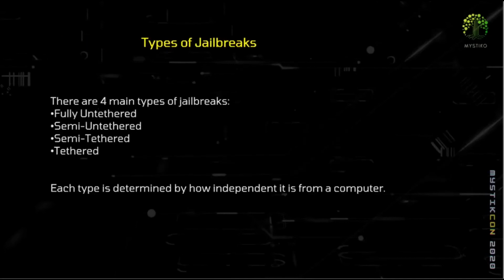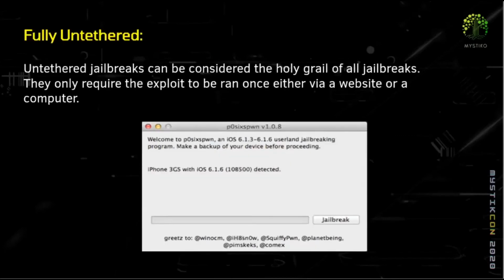Types of jailbreaks. In total, there are about four types of jailbreaks: fully untethered, semi-untethered, semi-tethered, and tethered. Basically, it depends on how independent it is from a computer. There are some standalone applications that do jailbreaks, and there is some software that requires the assistance of a computer, say a Windows PC or a MacBook. Depending on how dependent it is, these jailbreak types will differ. Let us see in detail what it is all about.